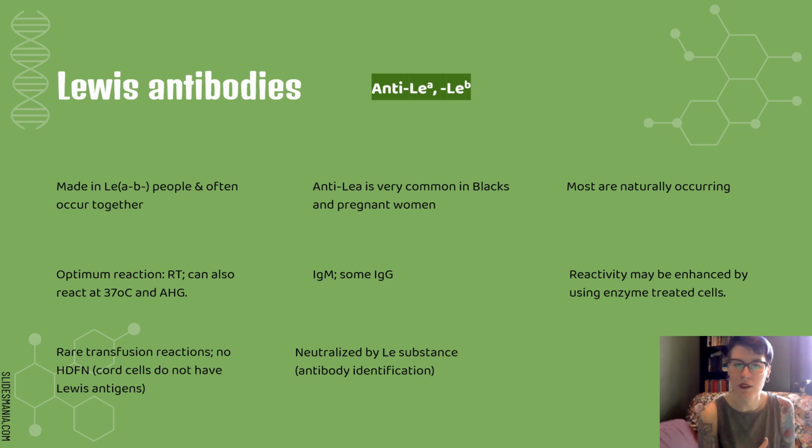So Lewis antibodies, they are made by Lewis A and B negative people, and they will often produce both antibodies. The optimum reaction is at room temp, but it can also react at 37 degrees. They're usually IgM, but sometimes they're IgG. There are very rare transfusion reactions. Usually these are just annoying antibodies that get in the way. You can neutralize them with Lewis substance, and anti-Lewis A is very common in pregnant women. And most of these antibodies are naturally occurring. Enzyme-treated cells do enhance the reactivity.